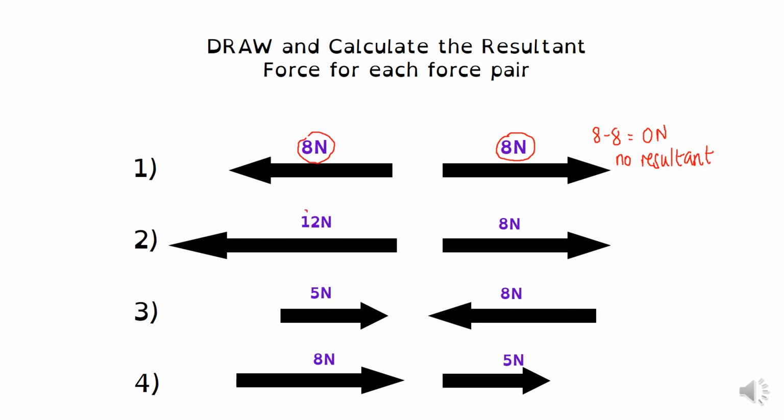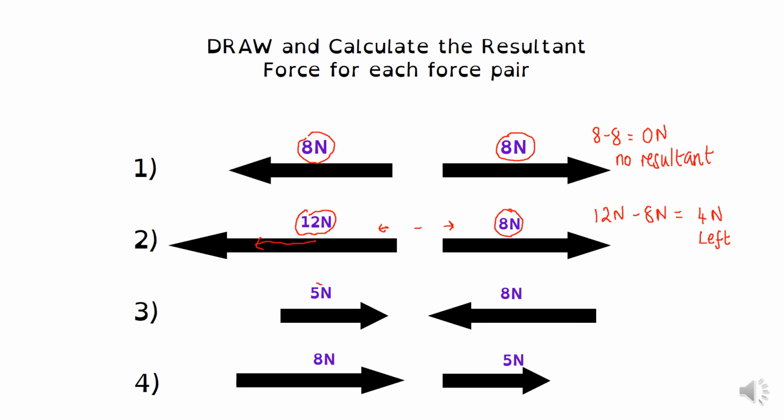For number 2, we have 12 newtons left and we have 8 newtons right. Now because they're acting in opposite directions, we take them from each other. So the resultant force will be 12 newtons minus 8 newtons. So the size will be 4 newtons. And because it's a vector, we have to give direction. And the 4 newtons is acting left. And that's because this bigger force here is to the left-hand side. So the overall force will be 4 newtons to the left.